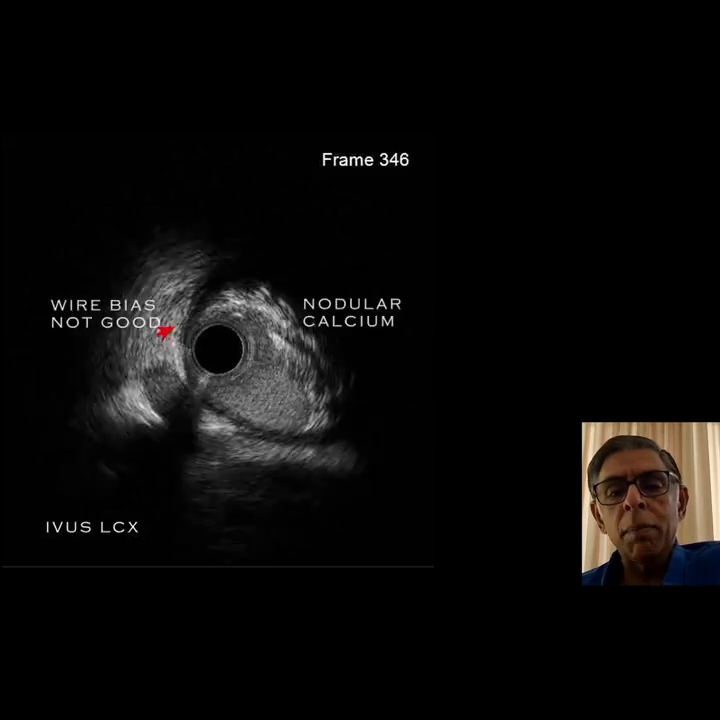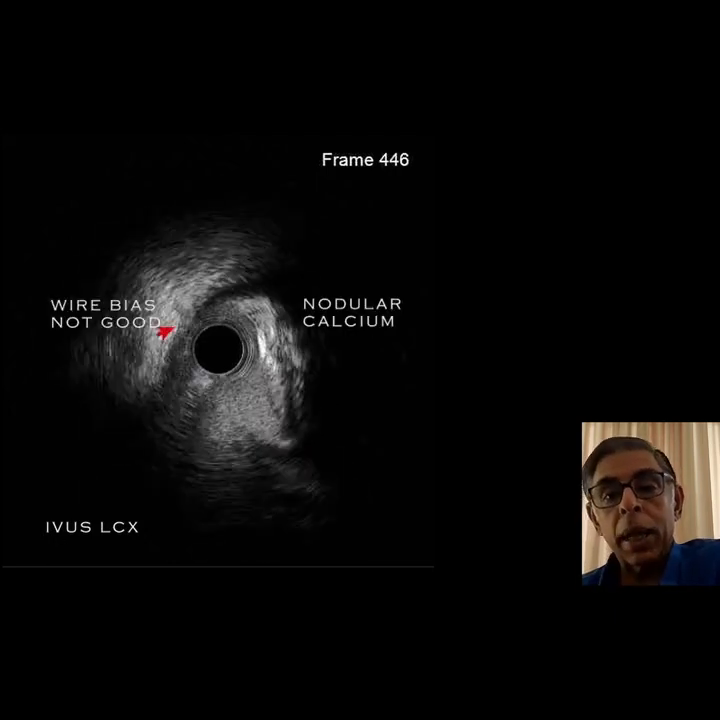And then as we come back to the circumflex, you can see that there is nodular calcium in the circumflex, and the wire bias is not the greatest. You can see that the IVUS catheter is in contact with the normal vessel wall rather than the nodule. And just letting it play again, you can see that the wire bias is not good.